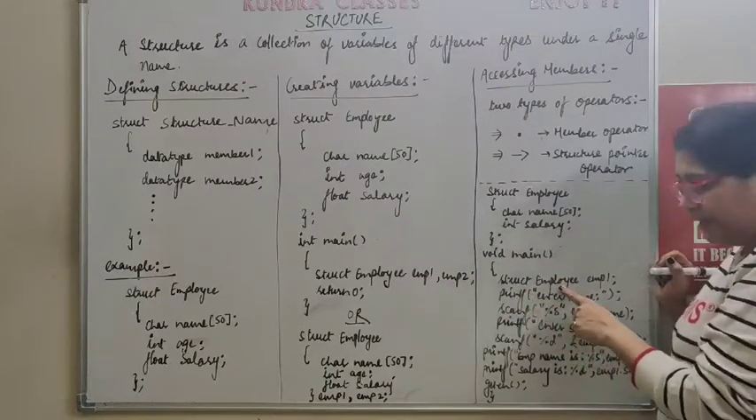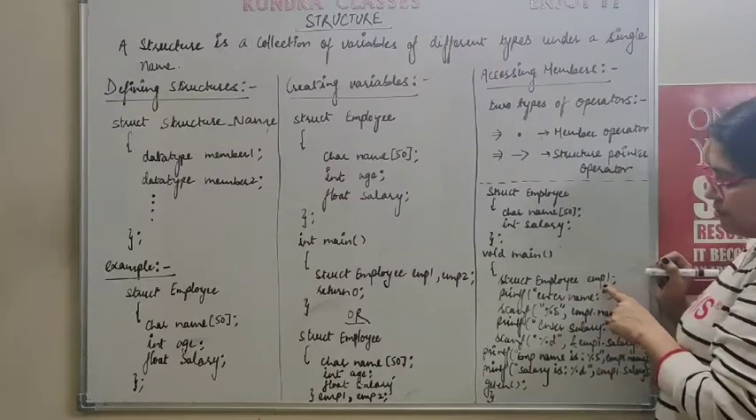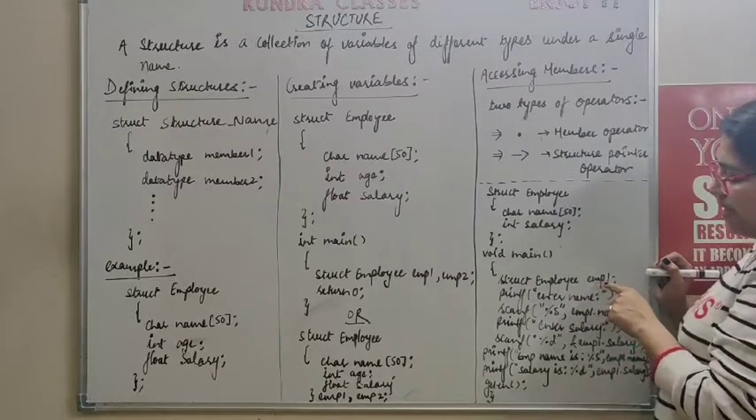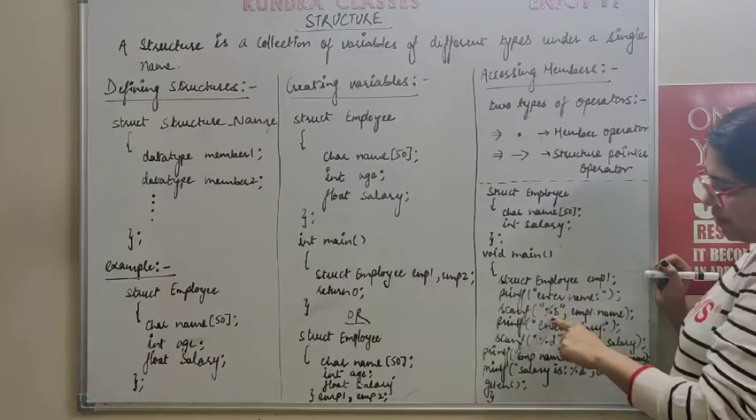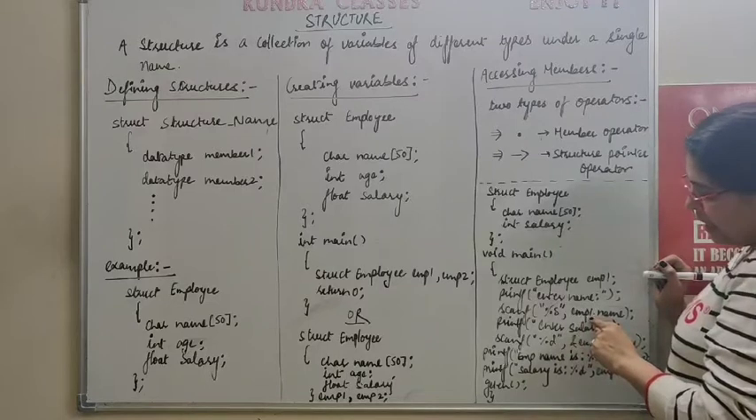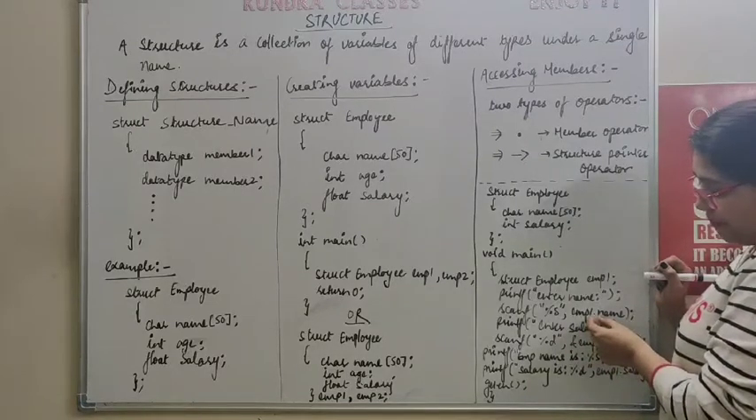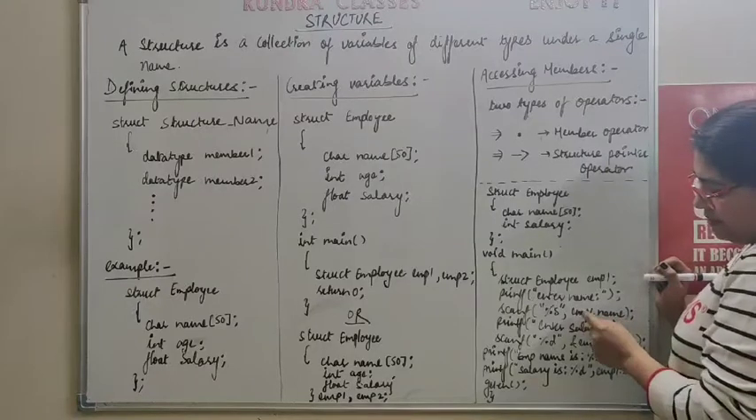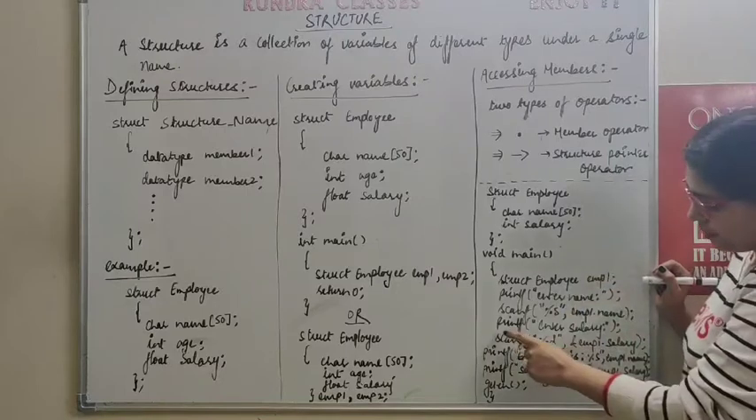Struct employee EMP. I've created the variable of structure here, one variable EMP1. Printf statement, enter name, scanf statement, %s EMP dot name. Here I am accessing the structure member name. Okay. %s, why? Because we are accessing strings.